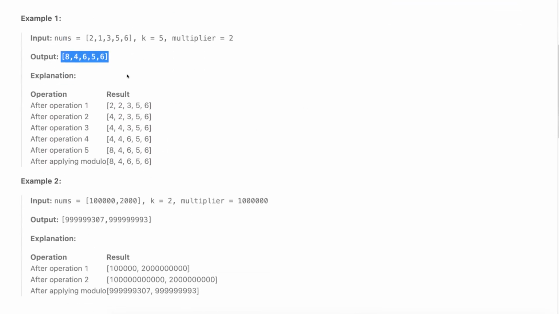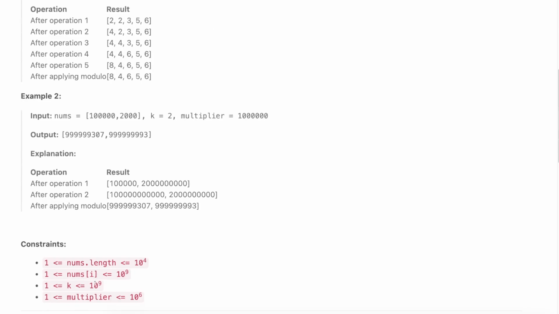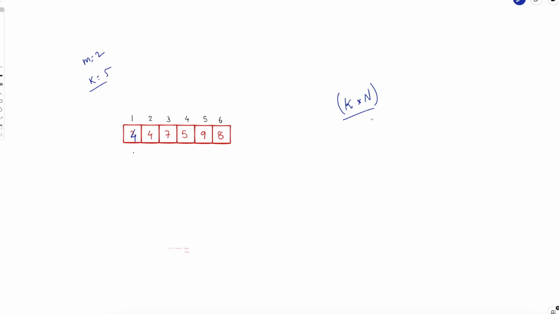So it's sufficient to just do this k into n algorithm for the first problem. But definitely it will not work for the third one, because the value of k is very huge and the value of n is also larger than the previous one. So there are two things, right? The value of k is very huge, 10 power 9, and the value of n is 10 power 4.